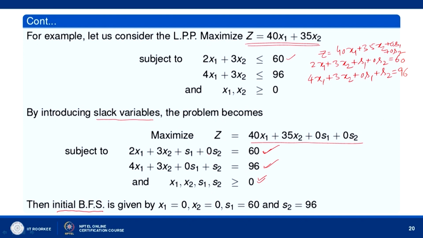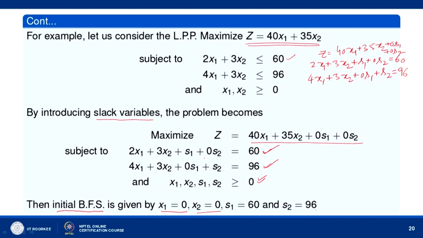So, we can find a unique solution if we take any two variables equal to 0. We take x1 and x2 equal to 0, and then we get S1 equal to 60, S2 equal to 96. So, x1 equal to 0, x2 equal to 0, S1 equal to 60, S2 equal to 96 is the solution of this LPP.